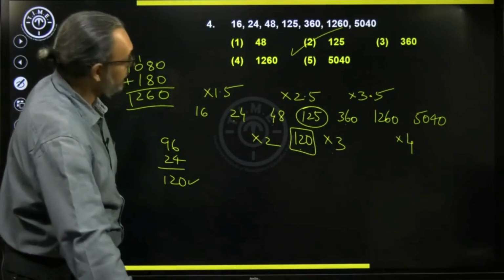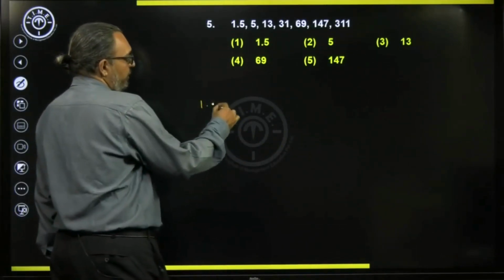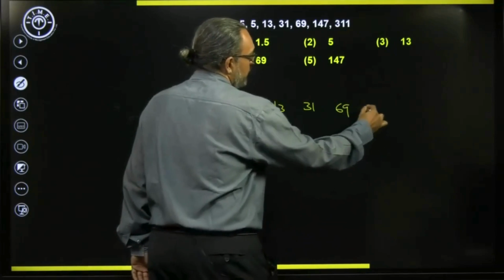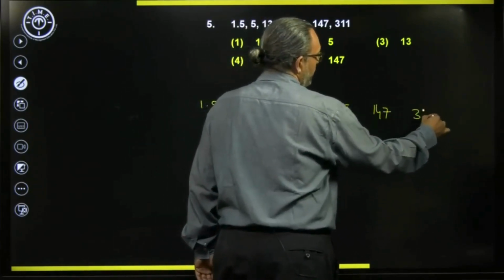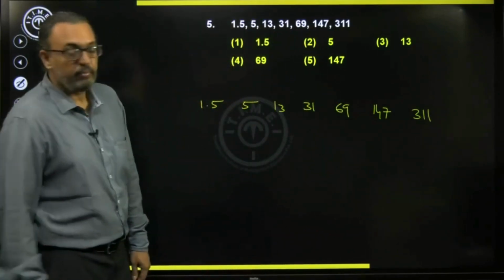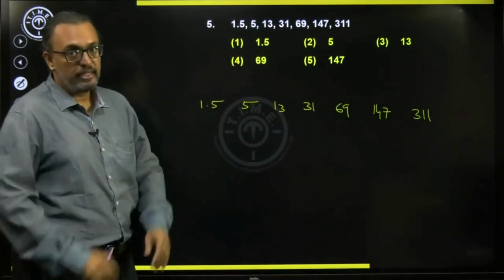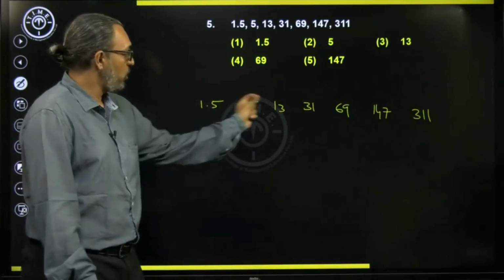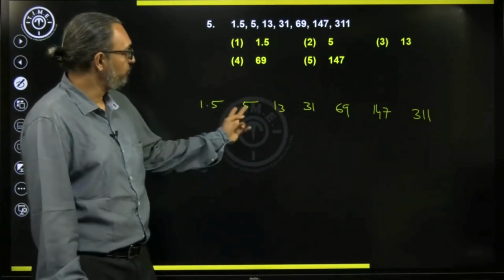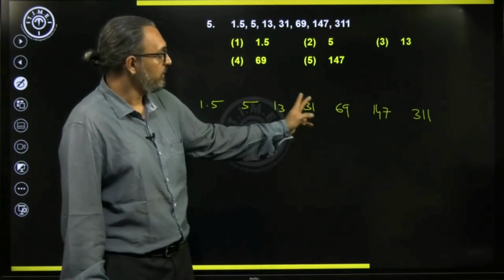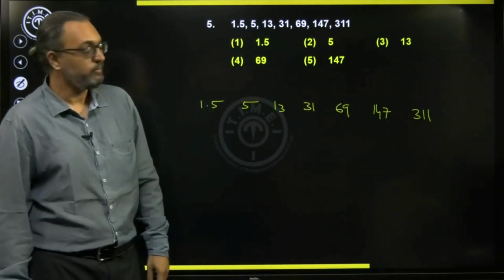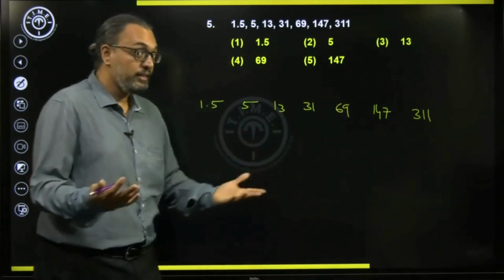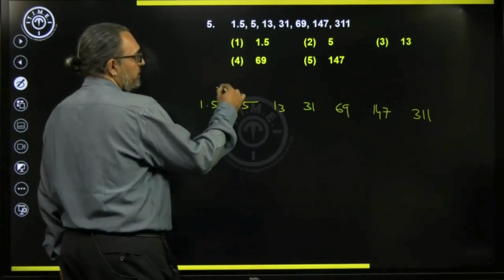Right. Then next we have 1.5, 5, 13, 31, 69, 147 and 311. Okay. Now observe what is happening. The numbers are increasing, correct? Now how are they increasing? It is almost like double. Everywhere it is almost like double. Correct? So from 5 double almost, 13 double, then 31 double, 69, 70 nearer double. So everywhere it is doubling. So the constant I can take is into 2.